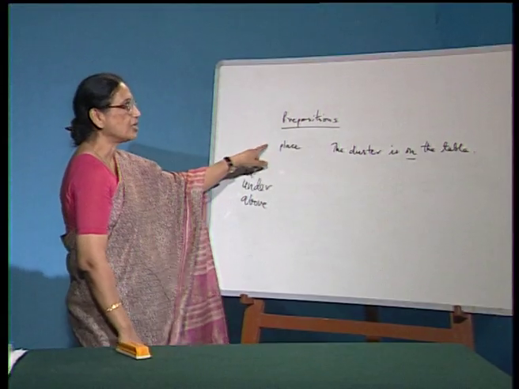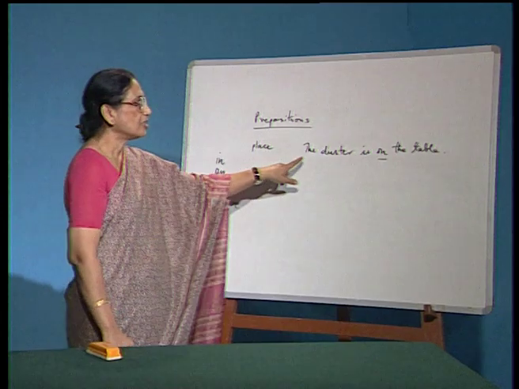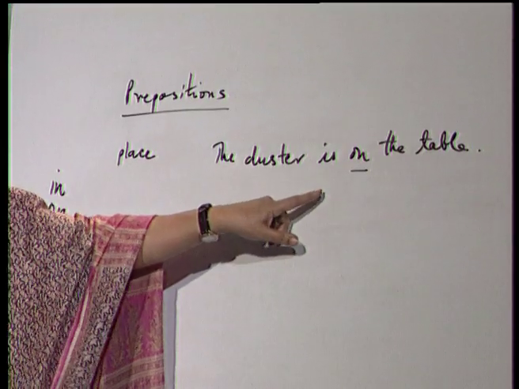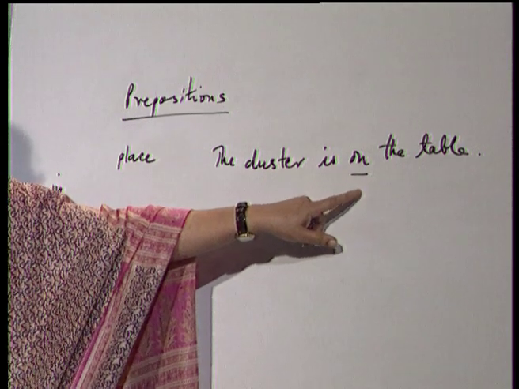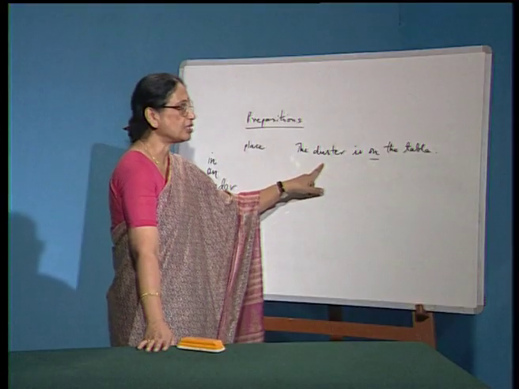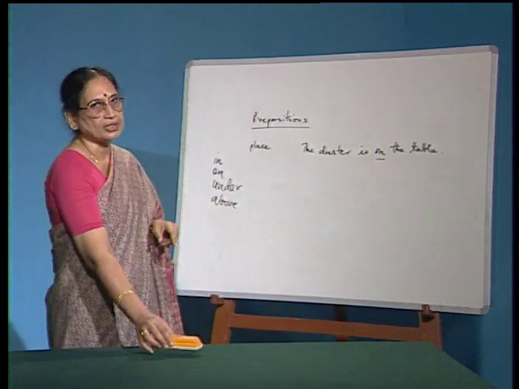We have been talking to you about errors in grammar, about mistakes which we make in our speech and writing. Finally, let me come to an important area of error, that is prepositions. I have written up here on the board a sentence which relates to a preposition of place. The duster is on the table. In this sentence, you all know that the preposition on tells us the relationship between the duster and the table. We know that the duster is placed on the table.